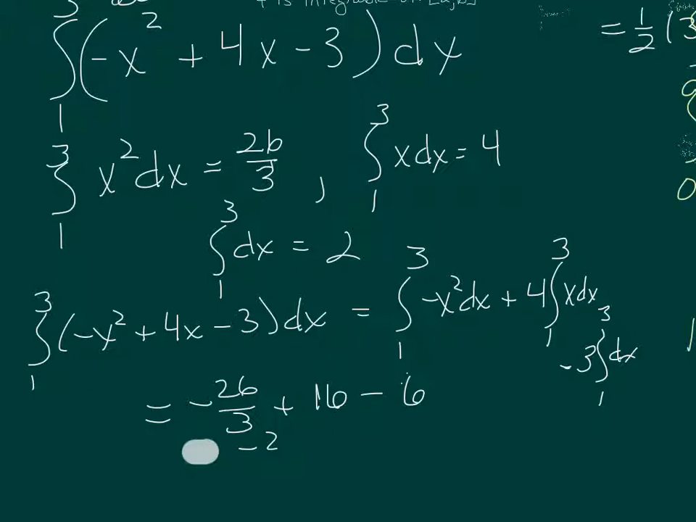So this is going to be equal to negative 26/3 plus 10, which is 30/3, so this equals 4/3.